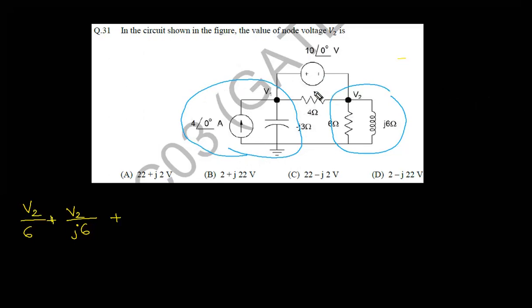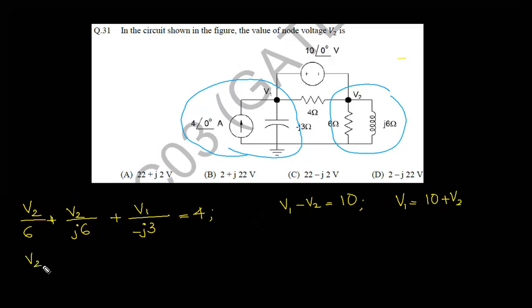And we have to mark the voltage difference, right? So continuing in this way, V2 by J6 plus, next I am writing the node equation at this point, that is V1 by minus J3, right? Next, 4 ampere current is entering this node, so equal to 4. But V1 minus V2 is given as 10, right? And substituting V1 equal to 10 plus V2, because we need the answer in terms of V2.